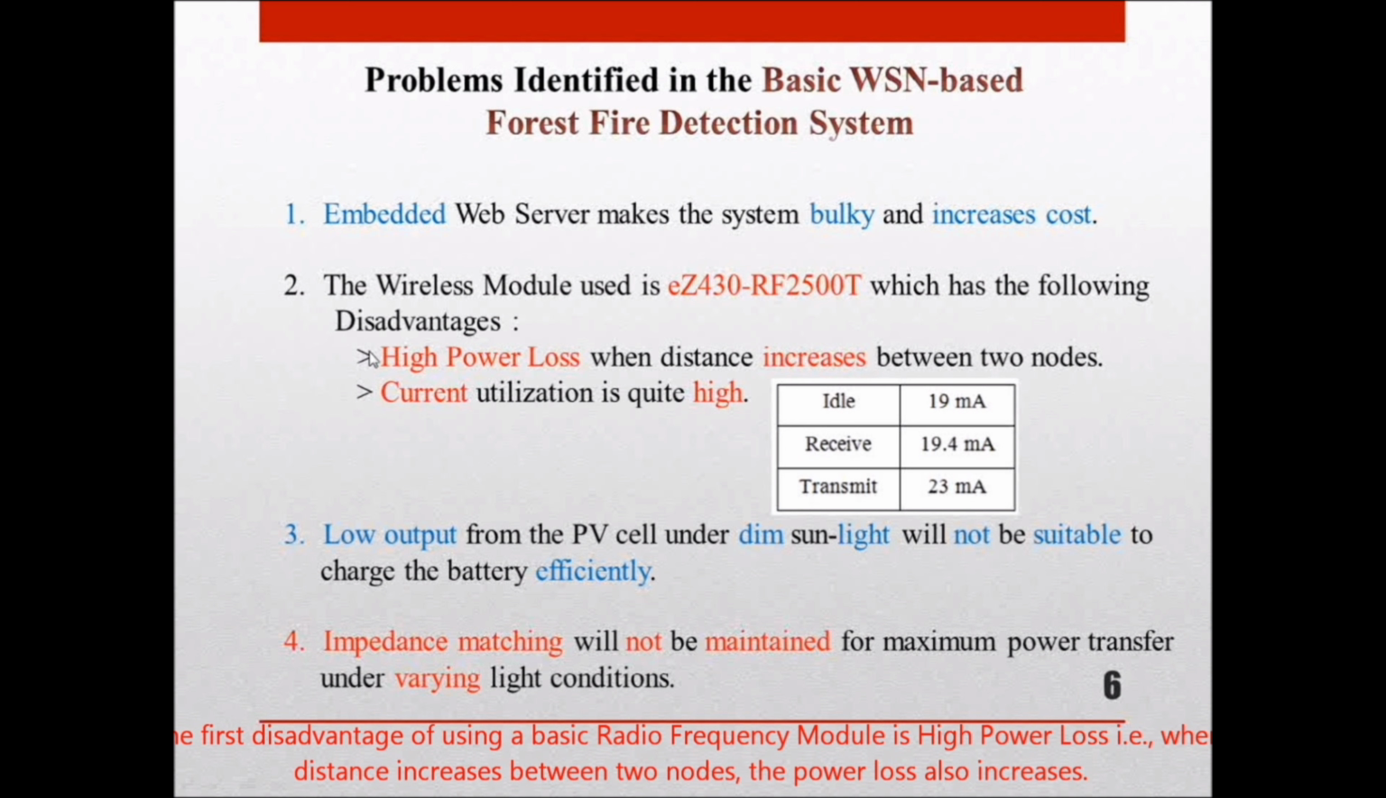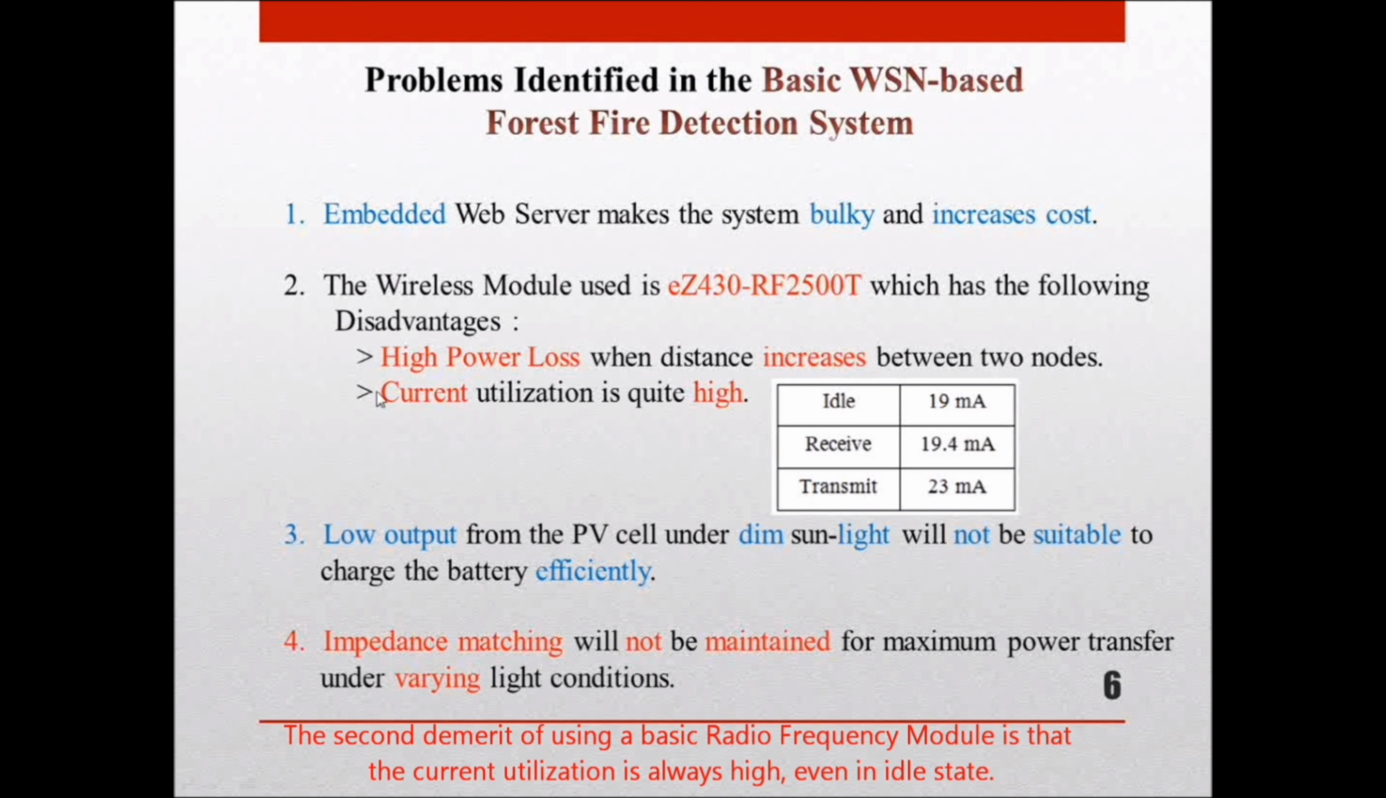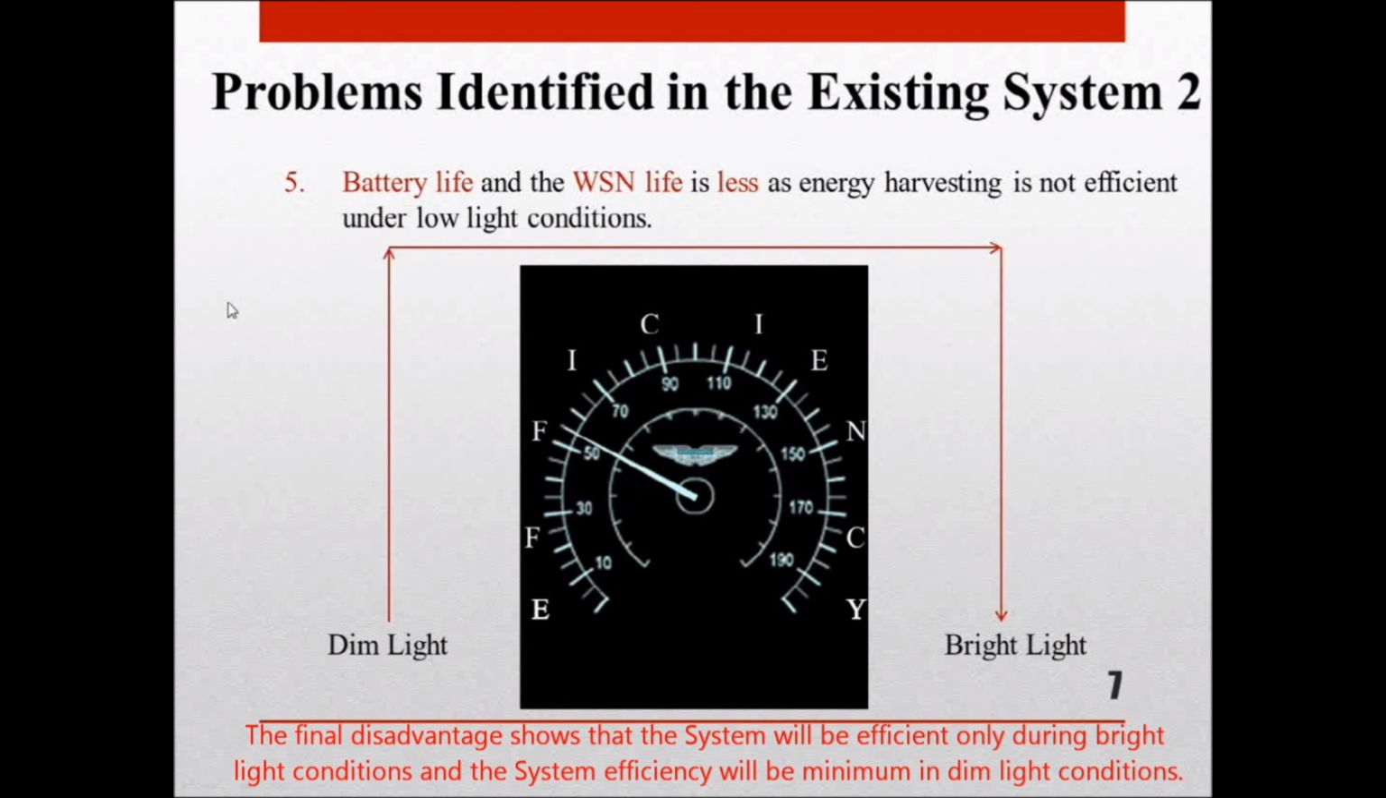That is, when distance increases between two nodes, the power loss also increases. The second demerit of using a basic radio frequency module is that the current utilization is always high even in idle state. The third demerit of the system is that the low output produced by the photovoltaic cell is not utilized properly. The fourth disadvantage is impedance matching will not be maintained because the low power is not utilized properly. The final disadvantage shows that the system will be efficient only during bright light conditions and the system efficiency will be minimum in dim light conditions.